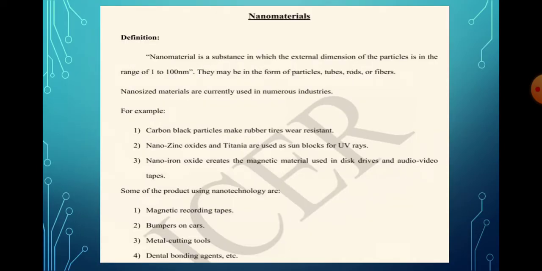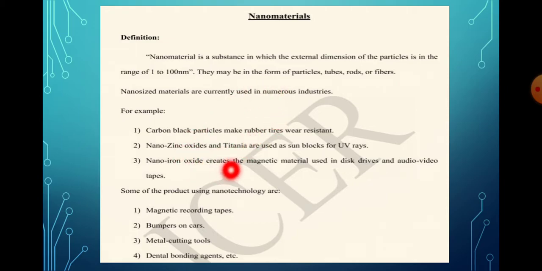Next, nanomaterials. Nano means nanometer scale. Nanomaterials are substances in which the external dimension of the particles must be in the range of 1 to 100 nanometers, and the particles take forms such as tubes, rods and fibers.